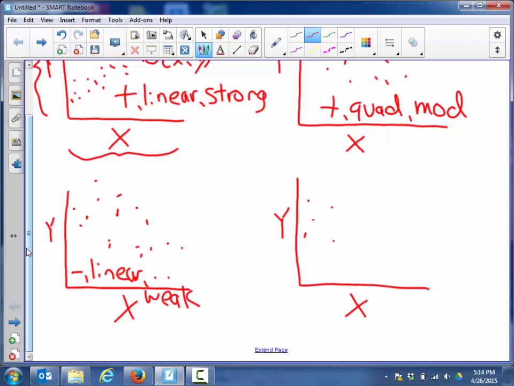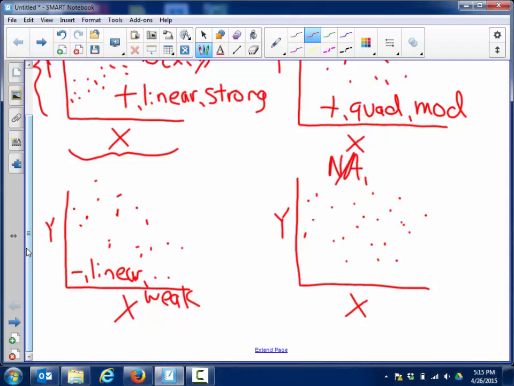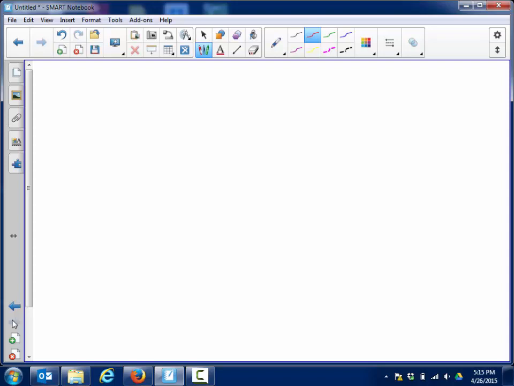Okay? Well, finally, you might see a scatter plot that looks something like this, where you really don't have any direction. You've got no form, and the strength is weak. Okay, all are possible, but again, association of the scatter plot is strength, direction, and form. Okay, on to slide 2.